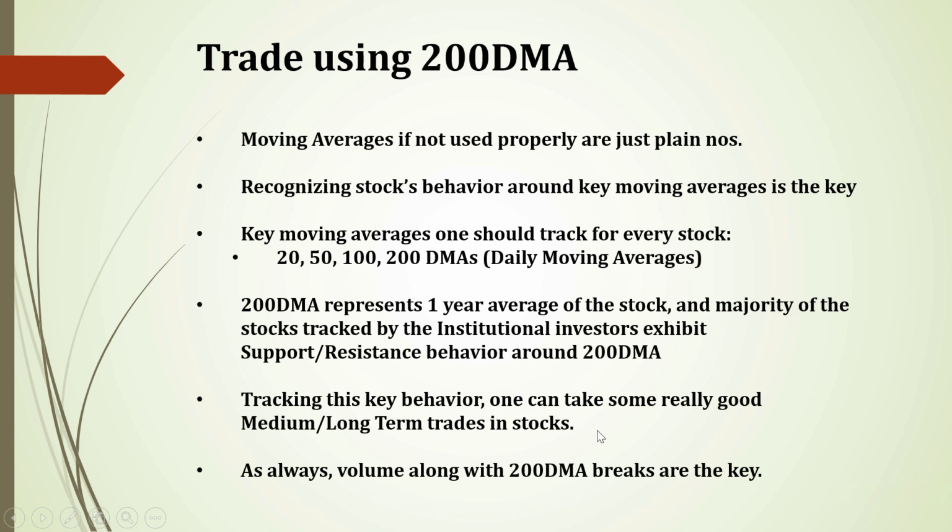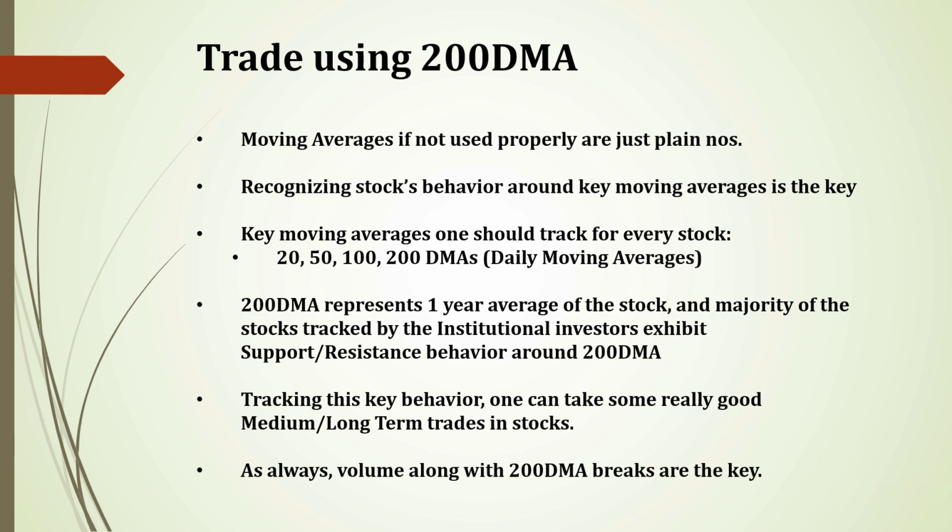Okay, so tracking this kind of behavior, you can definitely get very good medium to long term trades in stocks. Okay, as always, volume you should never forget. Any strategy I would have mentioned, volume is always the key. Here also volume is very important. Along with this behavior and breakout beyond 200 DMA, you should still track the volume whenever there is a breakout happening beyond a key resistance level.